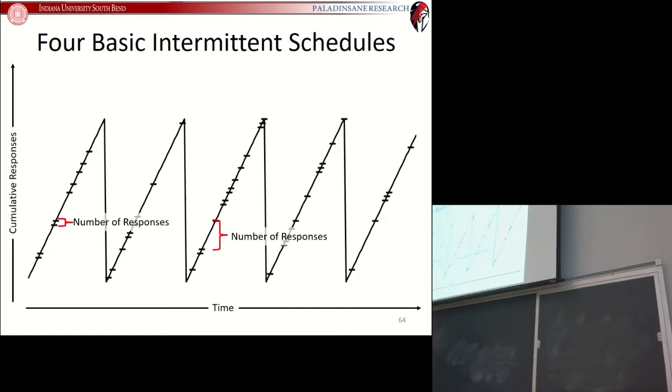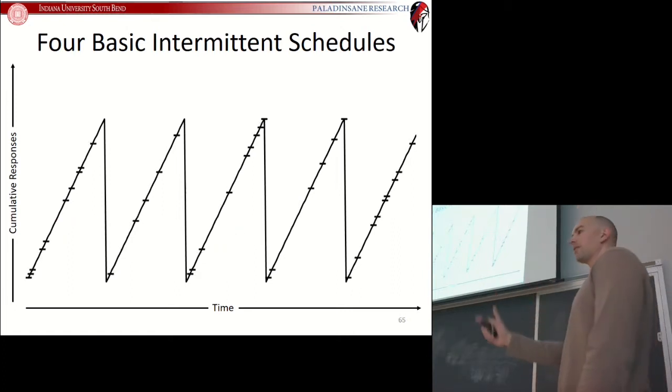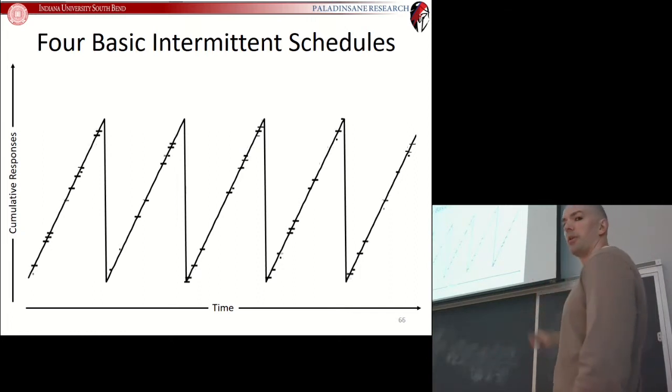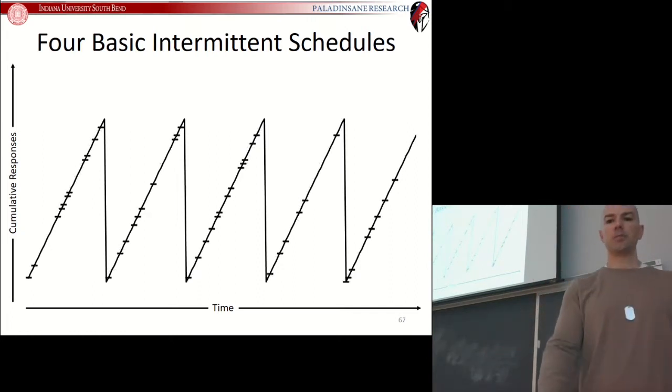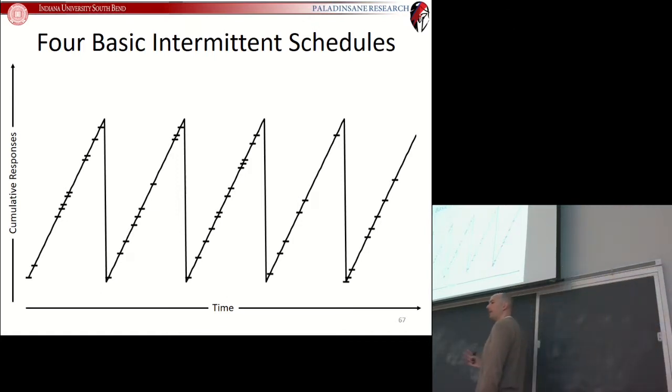sometimes it's really big. It changes. On average, it stays the same, but the organism never knows if it's going to take a few responses to get to the next reinforcement, or is it going to take a large number of responses to get to the next reinforcement. So you can see that the number of responses between these reinforcements changes across the entire schedule. On average, it's the same, right? On average, it's a certain number of responses, but again, it's variable across the entire schedule.